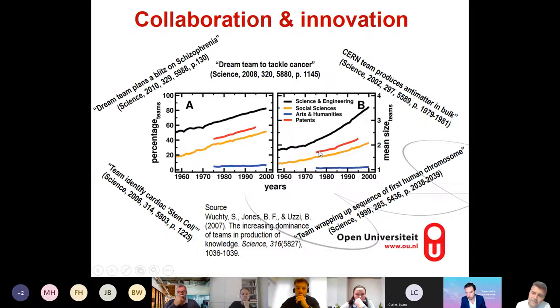So pretty much what this graph says is that innovation doesn't happen anymore in a secluded space in which a single individual working somewhere in a garage will change the world. No, innovation happens through collaboration, through pooling resources, sharing knowledge, and developing knowledge in teams across organizations. And here you have some additional titles, also extracted from Science, in which important complex problems like antimatter, the human chromosome, or cures for cancer are tackled by teams through collaboration.